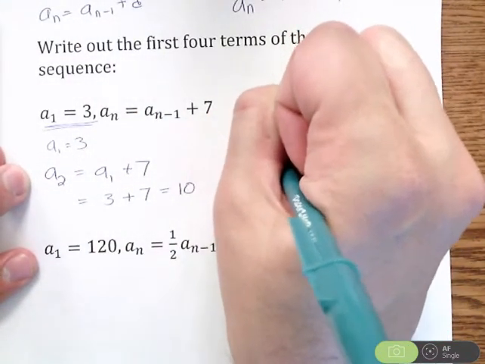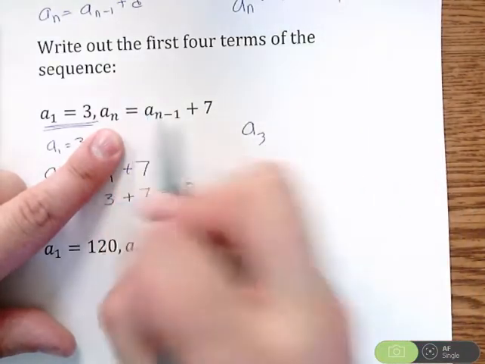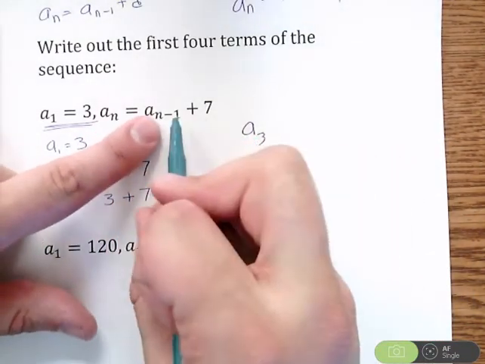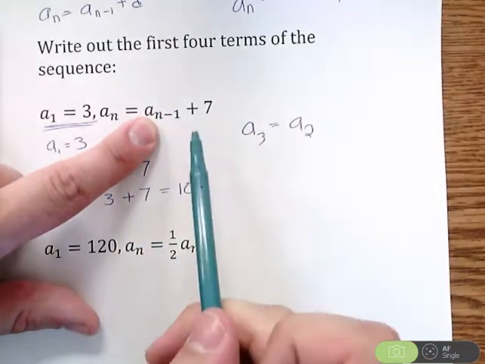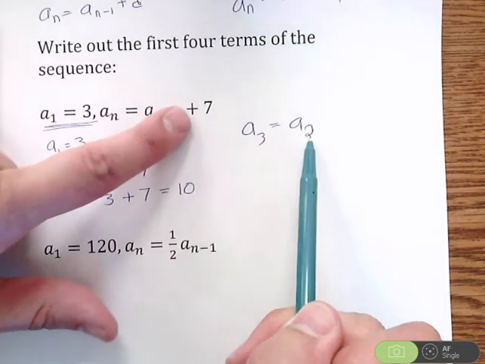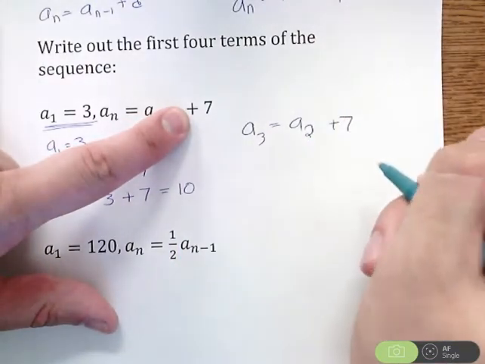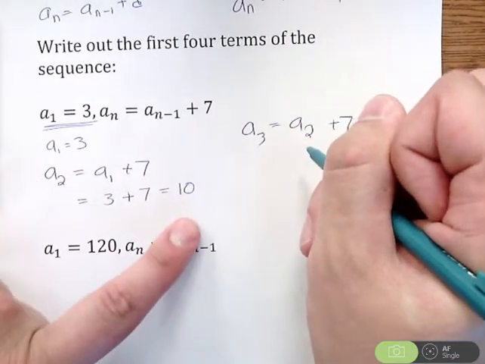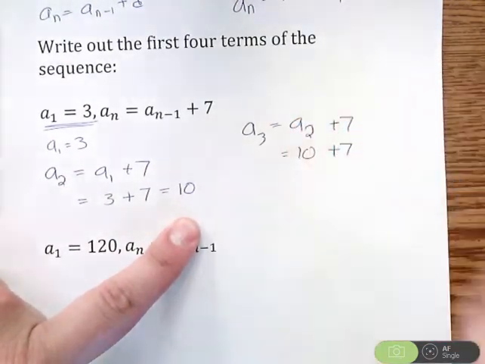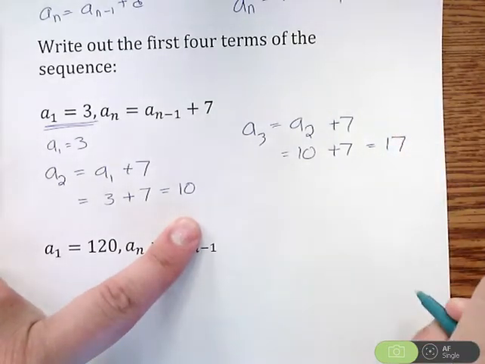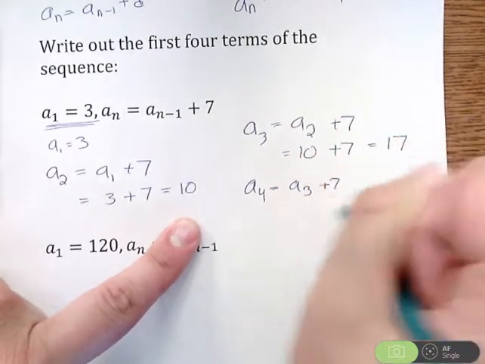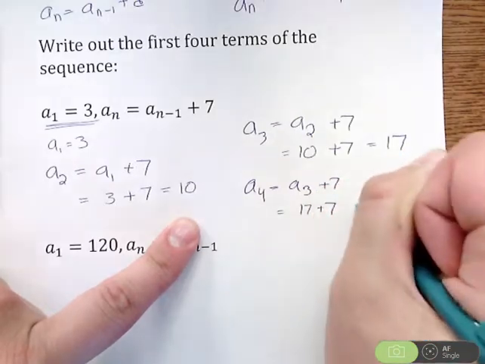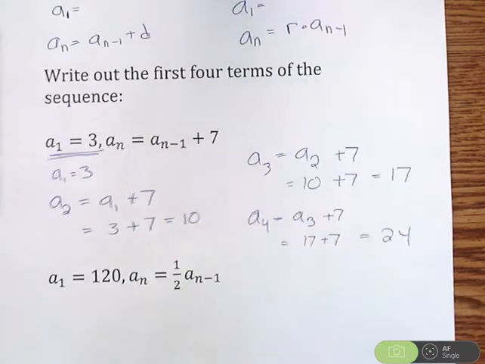If I want to know the third term, I'm going to plug a 3 in for that n, so 3 in for this n, and 3 in for this n. I'll have 3 minus 1, which is a2, because 3 minus 1 is 2, so I put a2 plus 7. But what do I know about a2? Well, I just said a2 is 10, so I have 10 plus 7. So I get 17. And then finally, if I wanted to know a4, it would look like a4 equals a3 plus 7. You find the previous term, add 7, and we end up with 24. So the first 4 terms there are 3, 10, 17, 24.